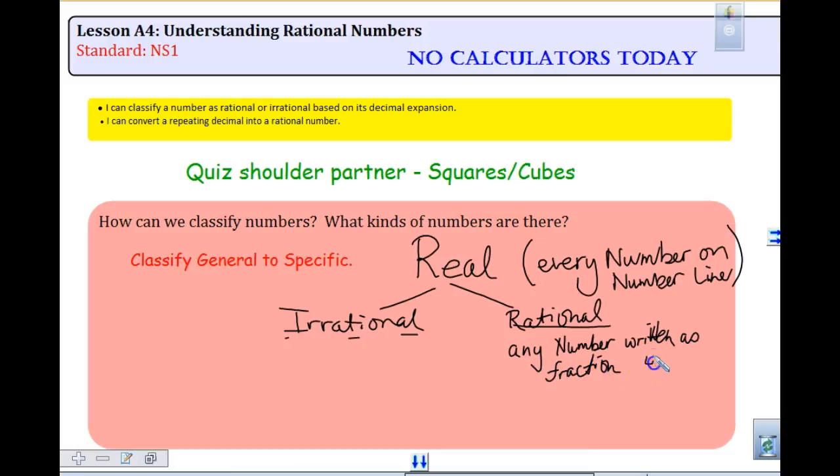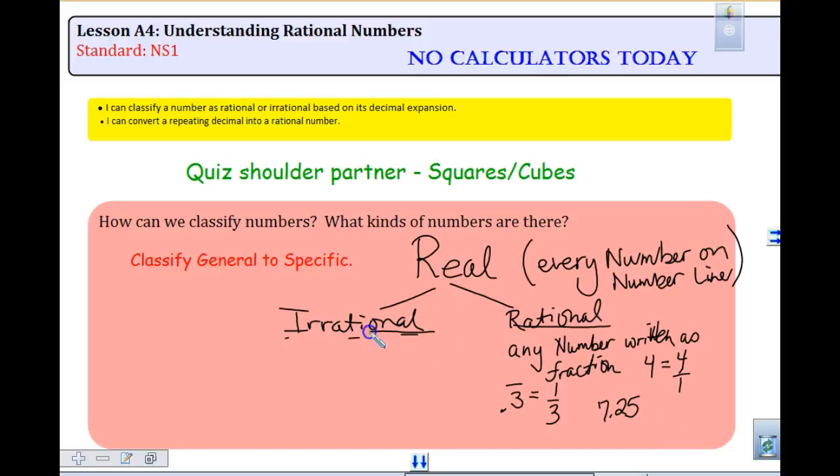Can 4 be written as a fraction? 4 over 1. Rational. Can 0.3 be written as a fraction? Anyone know what it is? 1/3. It's rational. 7.25, could that be written as a fraction? 7 1/4, right? 0.25. If the decimal ends or it repeats, it's rational.